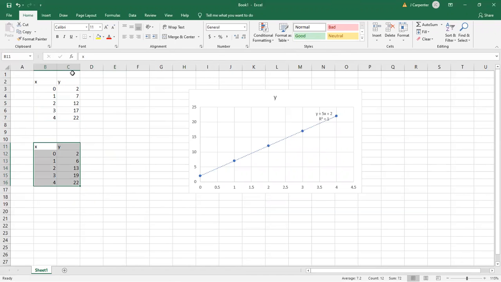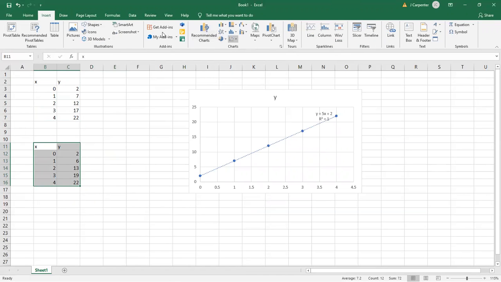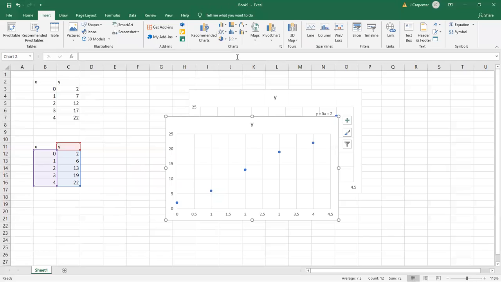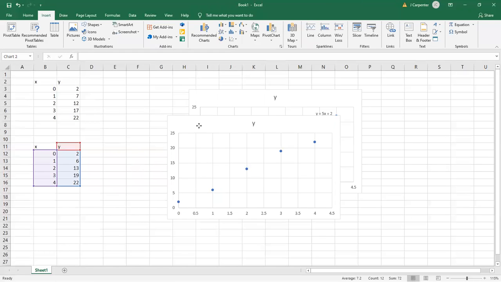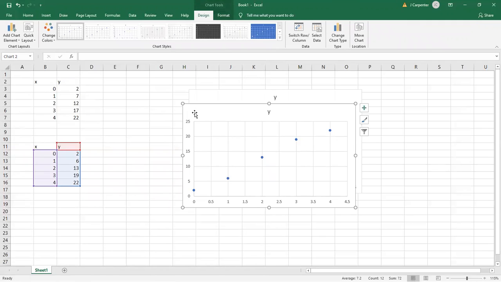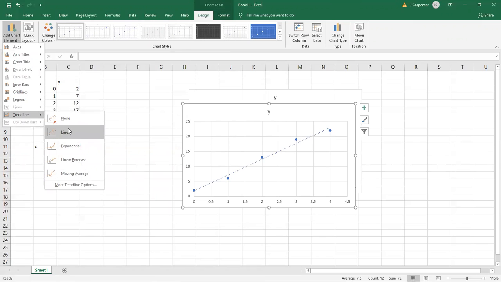So I'm going to highlight, insert, scatter chart. Pick the top left one. See, this doesn't look like a perfect line. It's kind of close. You could probably do a nice spitball guess there and it would hit some or most of them. We'll start talking about that later. But for now, we got our chart. Make sure you click the chart so that you get the add chart element. And then we're going to add the trend line, linear.